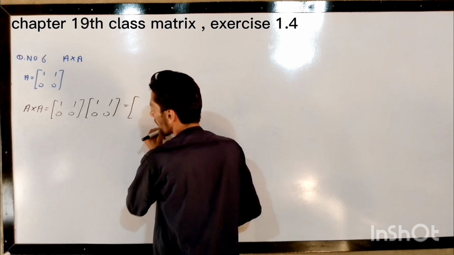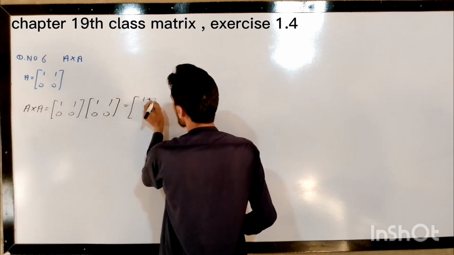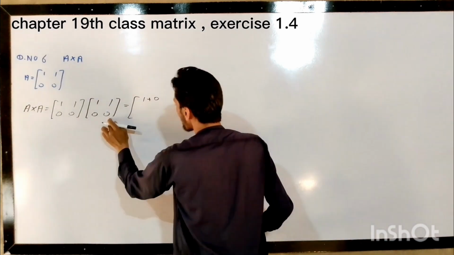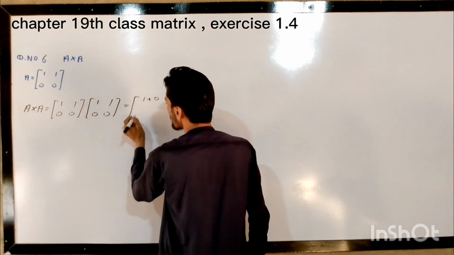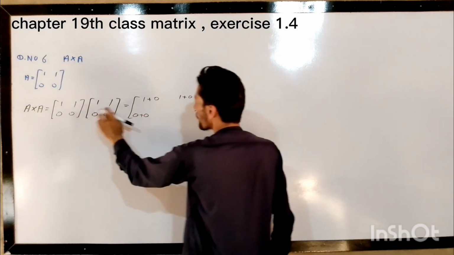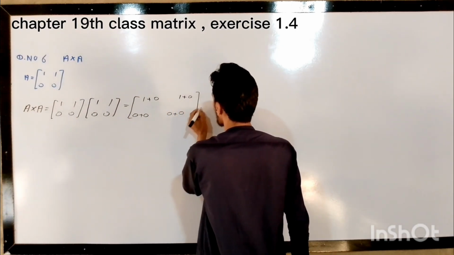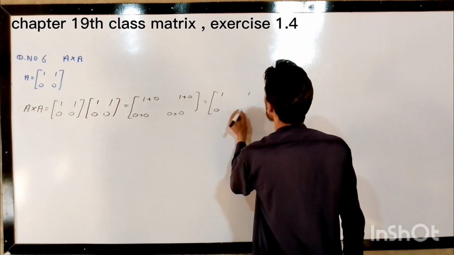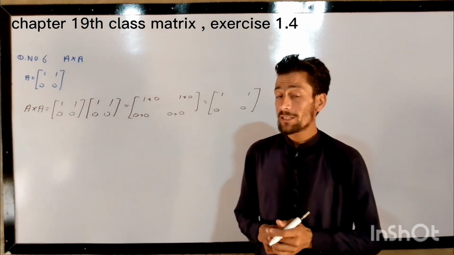Giving multiplication to it right now: 1 multiplied with 1 will be equal to 1 plus 1 multiplied with 0 will be equal to 0. Now 1 multiplied with 1 will be equal to 1 plus 1 multiplied with 0 will be equal to 0. The second one is 1 multiplied with 0 is equal to 0 plus 0 multiplied with 0 will be equal to 0. Now 1 multiplied with 0 is equal to 0 plus 0 multiplied with 0 is equal to 0. The product matrix will be 1, 1, 0 and 0. This is the final product of A cross A.